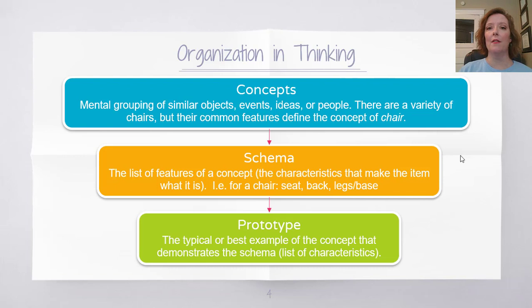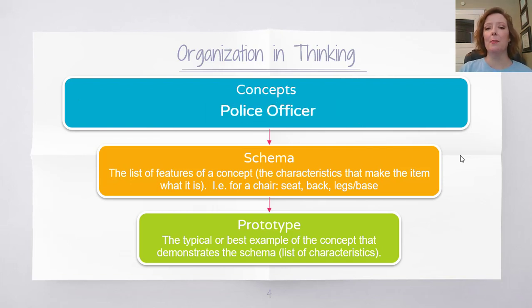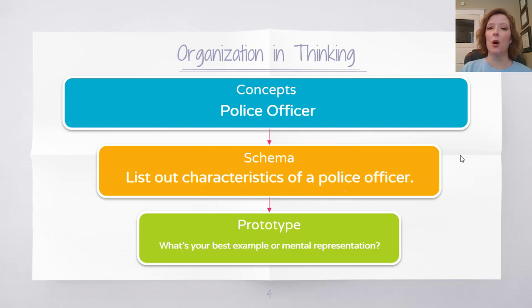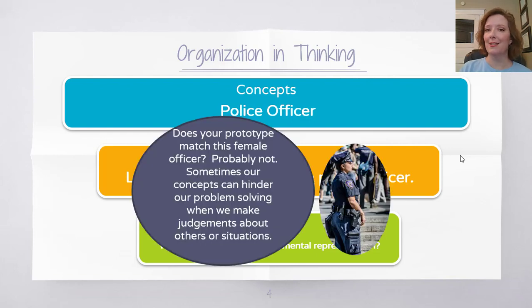And then we have the most specific organization of thinking, and that is a prototype. This is the typical or best example of the concept that demonstrates the schema. This is going to be what you pull up in your memory when you are asked to consider what a chair is. So you have an idea of what that thing looks like, and that is a prototype. Another example would be the concept of police officer. Your schema involves the characteristics of a police officer. And then the prototype is going to be your best example or the mental representation of what a police officer actually is. So here's an example of that.